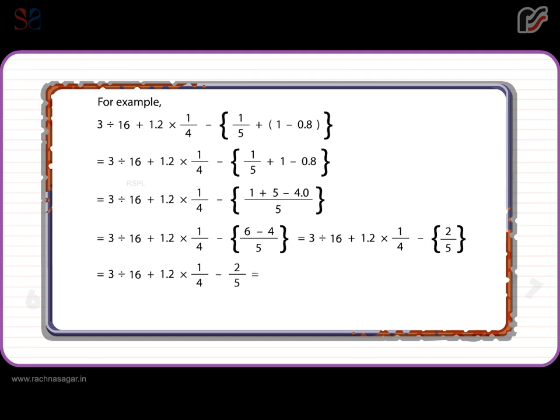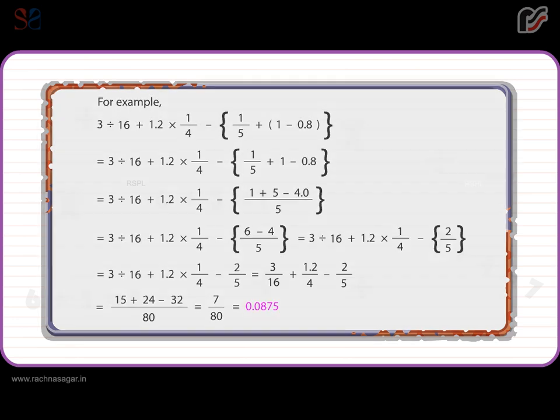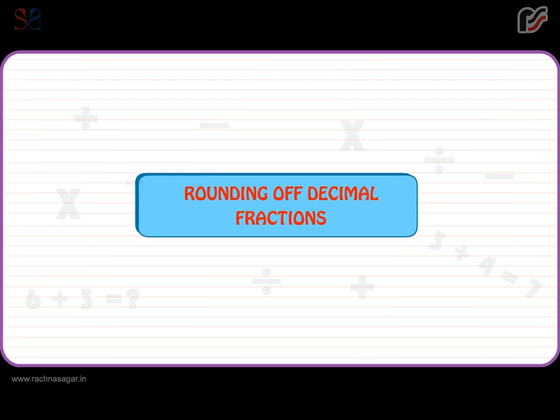is equal to 3 by 16 plus 1.2 by 4 minus 2 by 5 is equal to (15 plus 24 minus 32) divided by 80 is equal to 7 by 80 is equal to 0.0875.